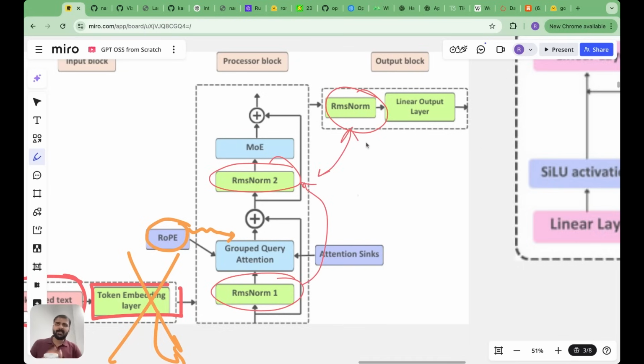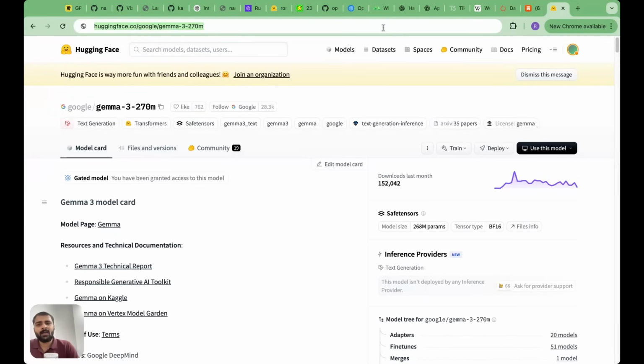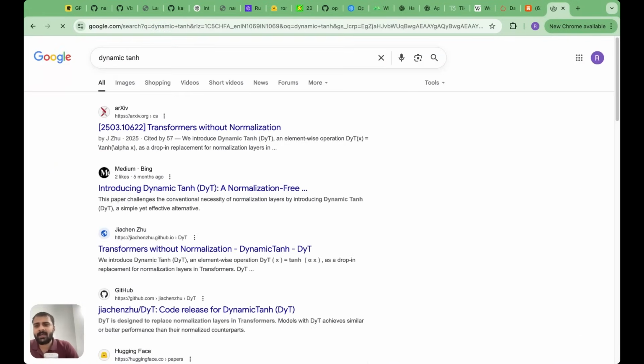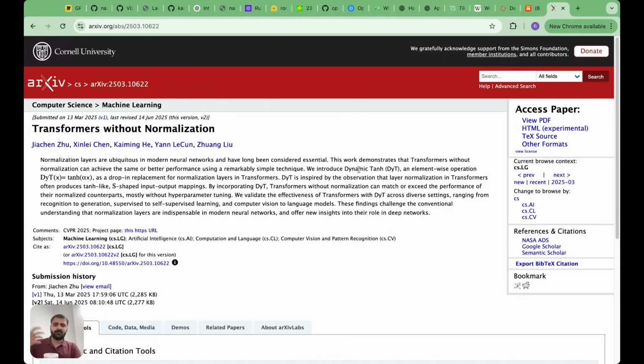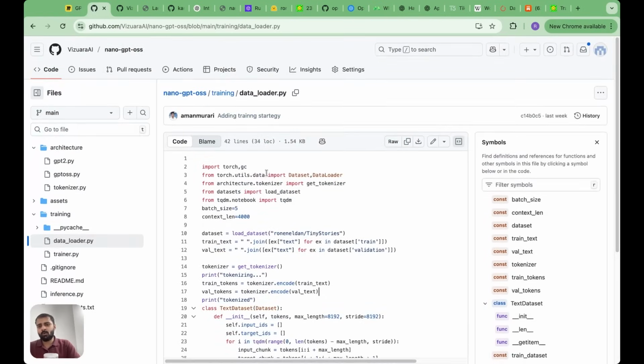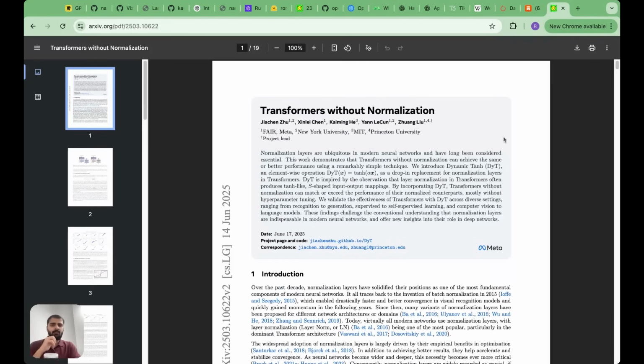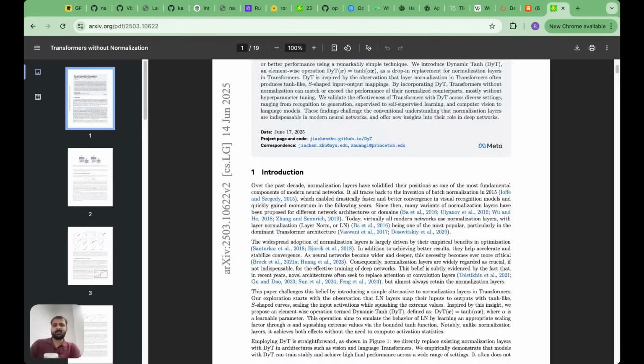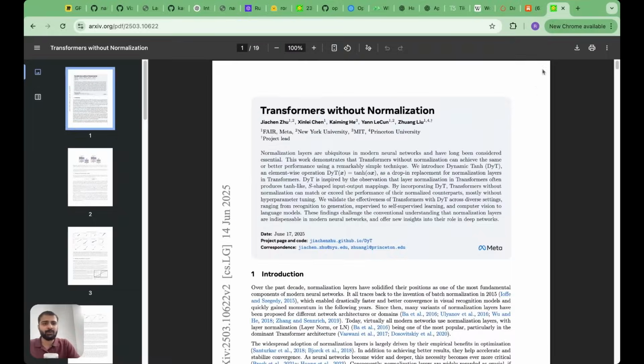There have been some recent papers which argue to get rid of these blocks by replacing them with dynamic tanh. I think it was from Yann LeCun's group, dynamic tanh, which is transformers without normalization. When I release the code to all of you, the nano GPT code, you can feel free to just replace the normalization layers with the dynamic tanh which they have introduced.